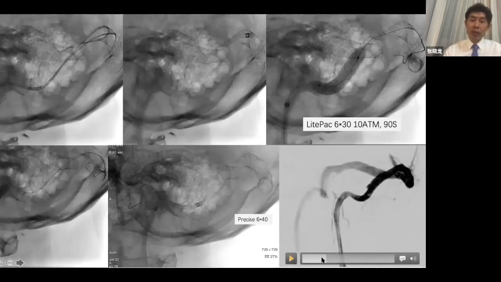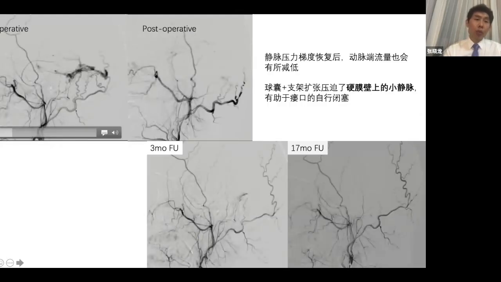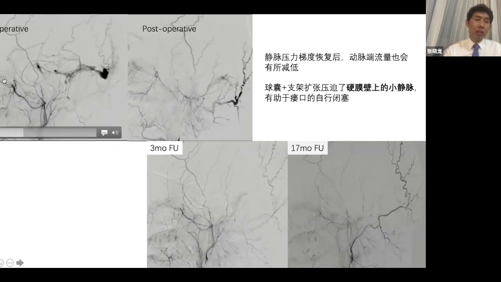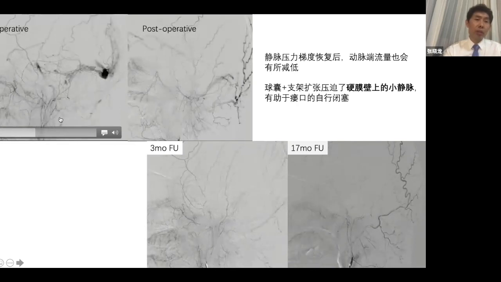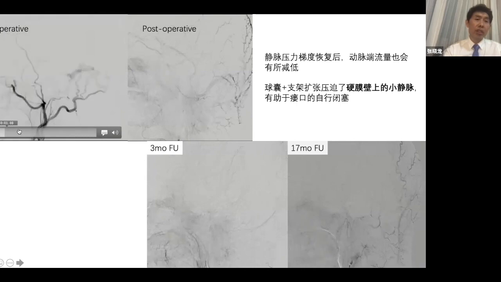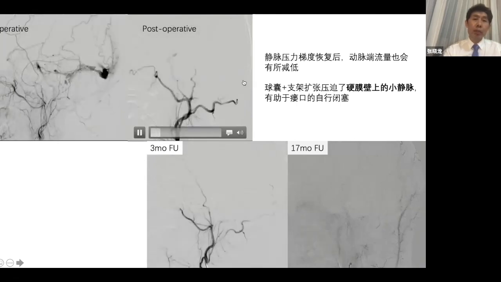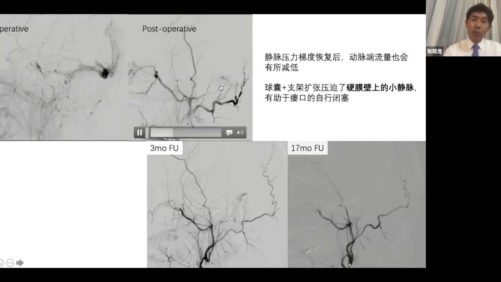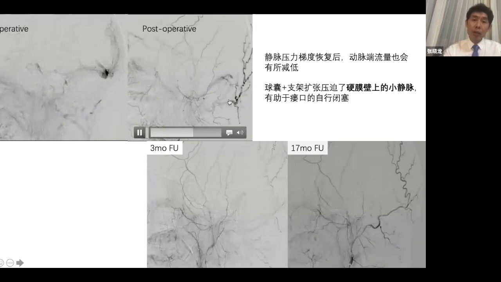And this angiography is the venous angiography. We can see the bilateral transverse sinus and sigmoid sinus flowed freely and it's much better than before. And the result is, this is the preoperative angiography. The fistula is here. And this is the post. The fistula is almost gone. It's here, maybe a little one.